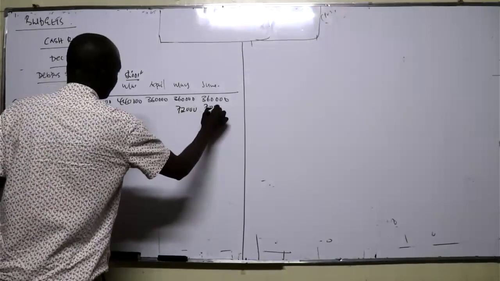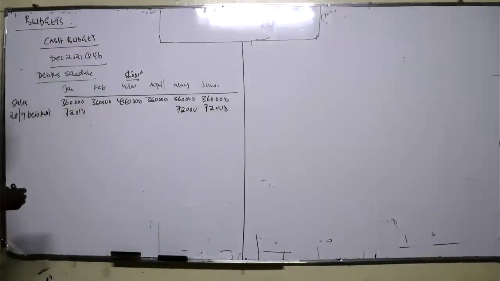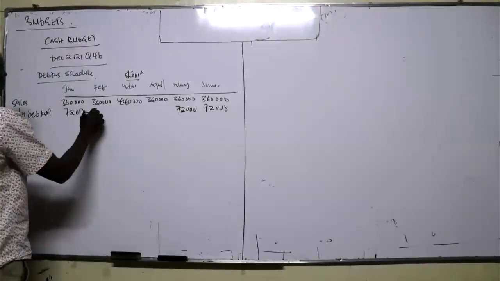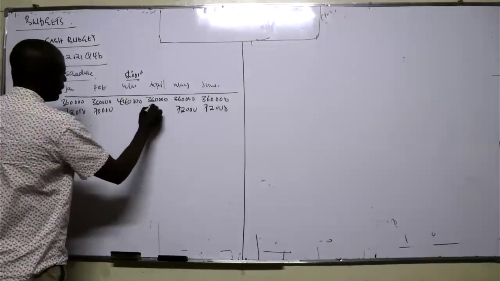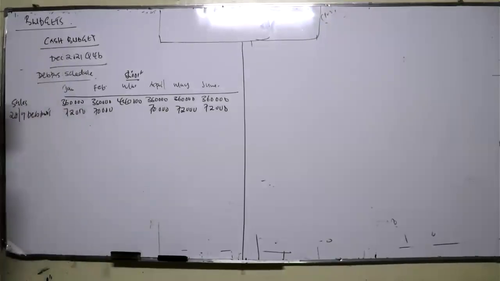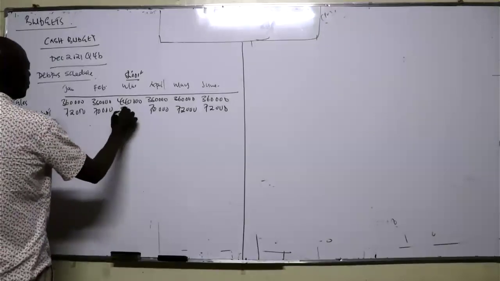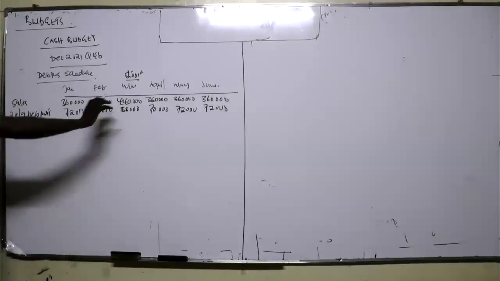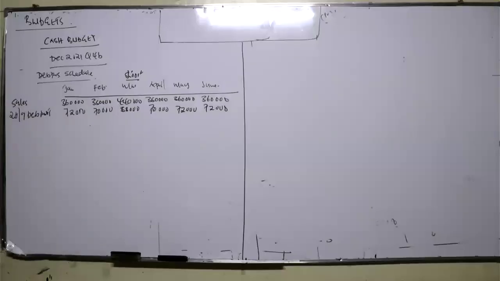And this one will also be 72,000. This 350, 70,000. So this one will be 70, this one will also be 70. 88,000, so this one is 88. So these are the 20%, but that is not the amount of money we're receiving from them, isn't it?